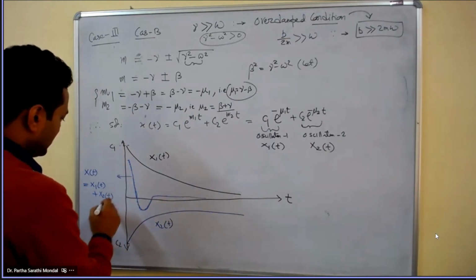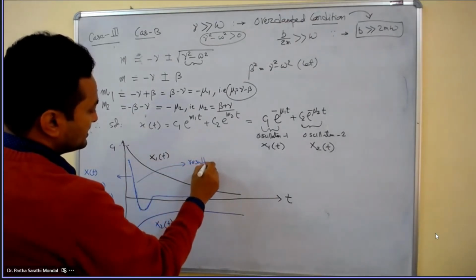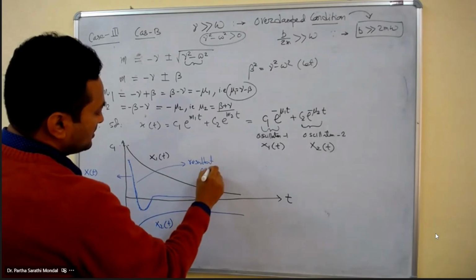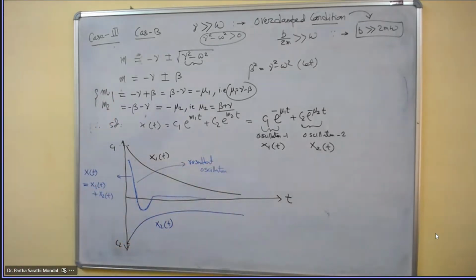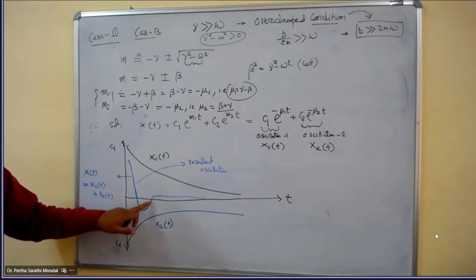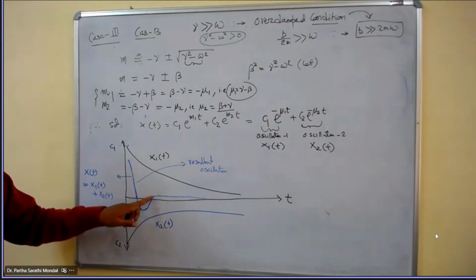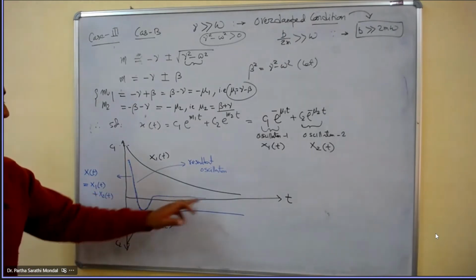You can call this the resultant oscillation. If we see the resultant oscillation, it is just trying to complete one single simple harmonic oscillation, but it could not. After that, it becomes flat and dies out very quickly.